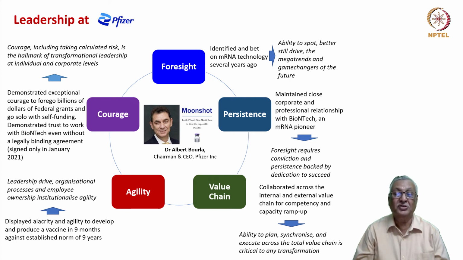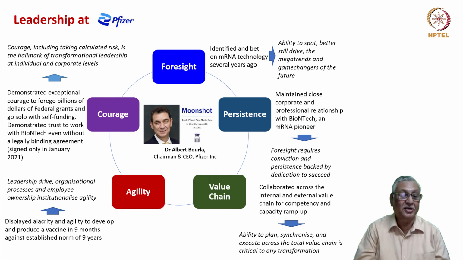The third one was a complete grasp of the value chain requirements and complete end-to-end management of the value chain activities. It collaborated across the internal and external value chain for competency and capacity ramp-up. The ability to plan, synchronize and execute across the total value chain, including internal and external distribution and logistics partners, was critical to this transformation. Then agility: leadership drive, organizational process and employee ownership institutionalized agility.